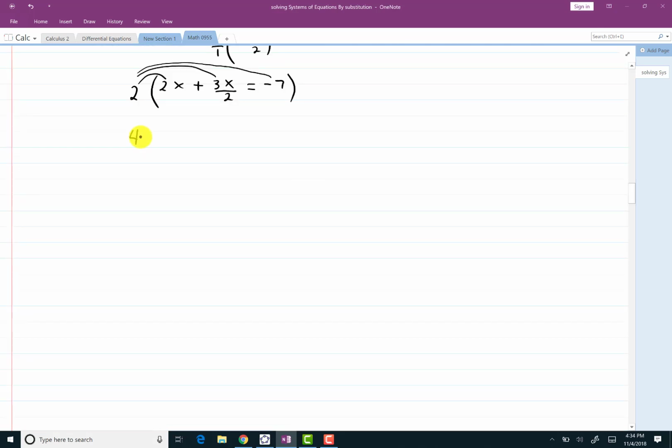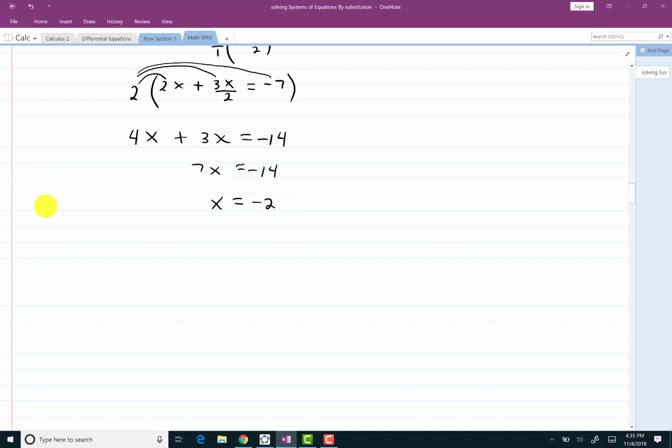Let's see, so we get 4x. Notice that the 2 will cancel. The whole reason for doing this was so that it would cancel the 2 down here. So for this next piece, I'll get plus 3x. And on the other side, I will get negative 14. Let me combine my x's to give me 7x equals negative 14. And then I'll divide by 7 to get x equals negative 2.